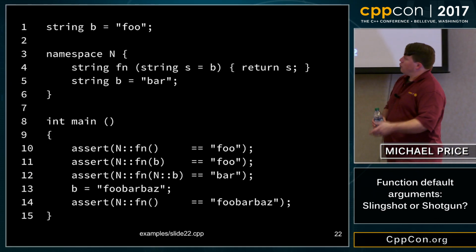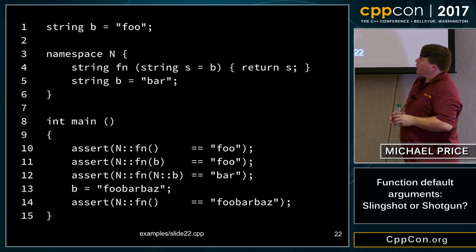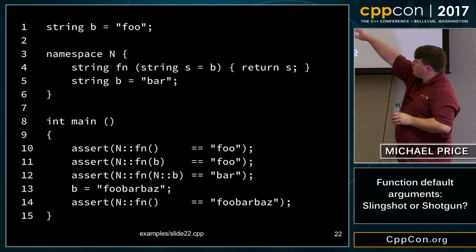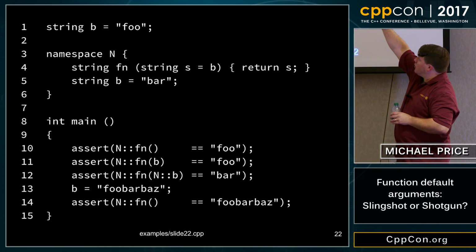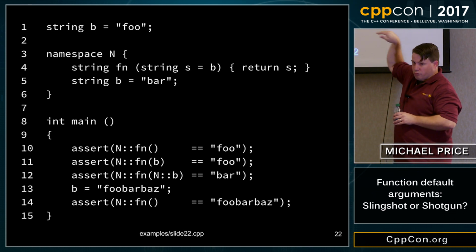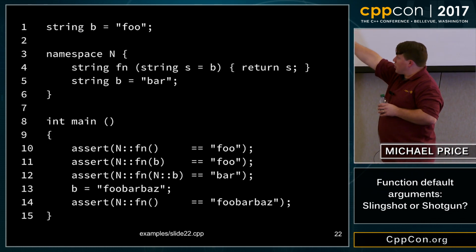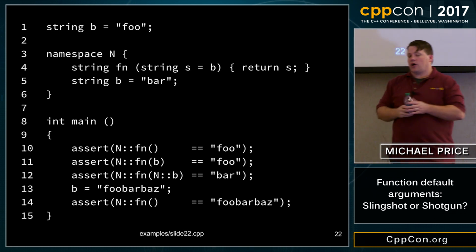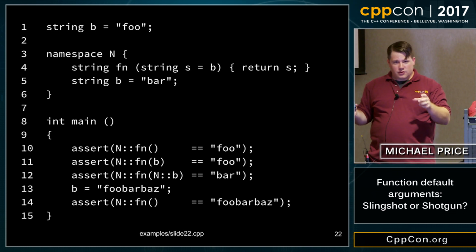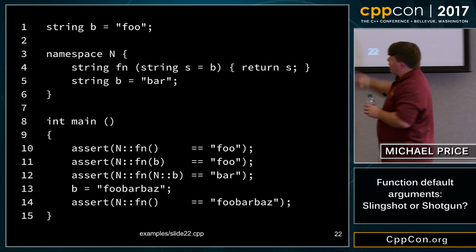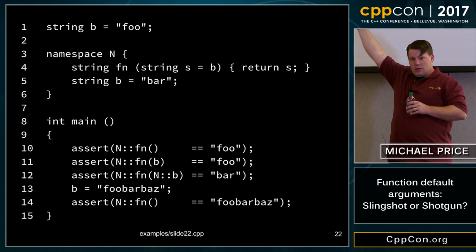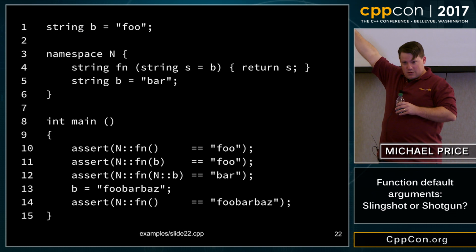Okay, line 1, we have a global b, foo. We have a namespace n on line 3. We say string function with a parameter string s equal b, and we're just going to return s. Then the next line inside the same namespace, we have another string called b, that's bar. Now, down in our main function, when I call the namespace n function with no parameters, it's going to go, okay, I need to get the default argument, right? I need to fill that in. It's going to pick the one on line 1, not the one on line 5, right?